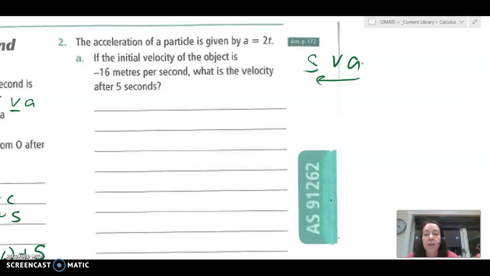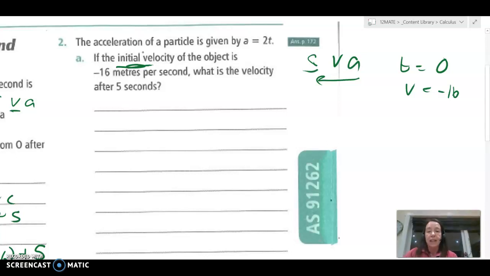If the initial velocity of the object is negative 16 meters per second. So initial velocity. Initial means when it, like before it even starts timing. So when t equals 0, velocity is negative 16. So that is what I've read from here, the initial velocity. What is velocity after 5 seconds?